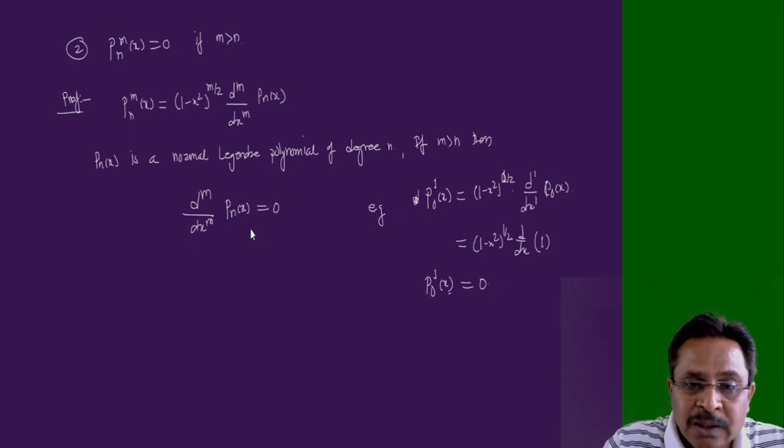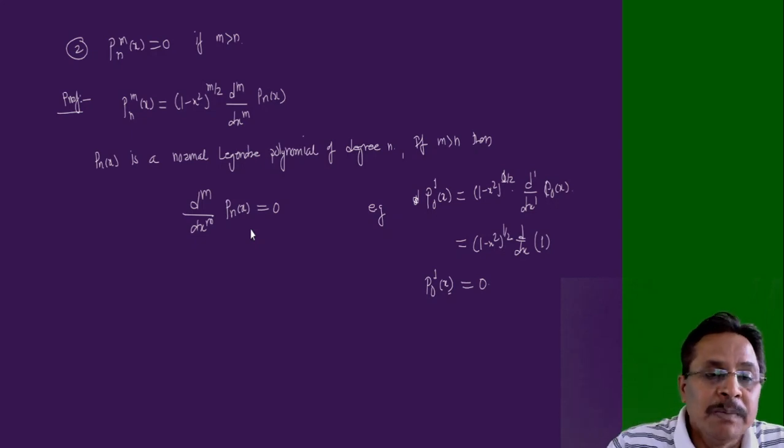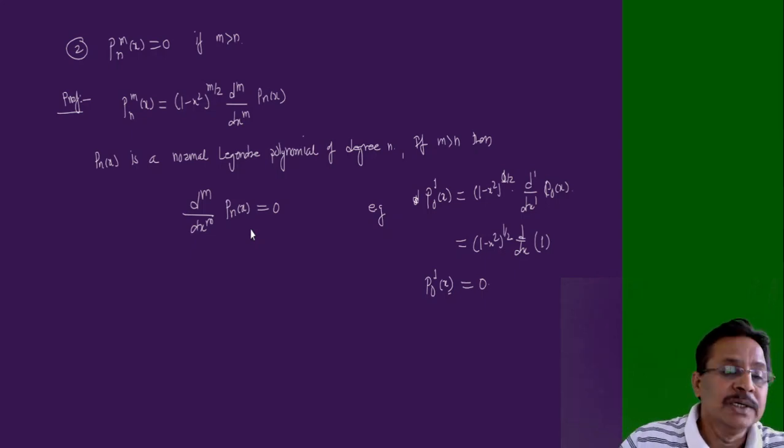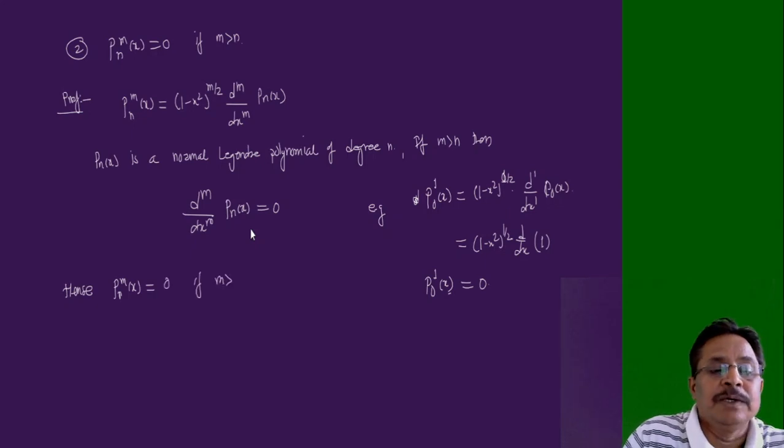Same thing you can apply for m more than n. You'll find that every time this differential is going to be 0, and therefore, in general, this property P_n^m(x) is equal to 0 provided m is greater than n. So every time m must be less than n, or at the most equal to n, not more than n. This type of associated Legendre polynomials are not defined. Hence, write the result: P_n^m(x) is equal to 0 if m is greater than n.